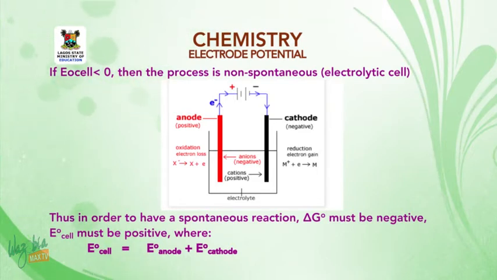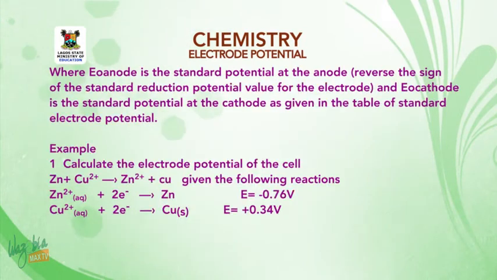Thus, in order to have a spontaneous reaction, delta G must be negative and E cell must be positive, where E cell is equal to E anode plus E cathode. E anode is the standard potential at the anode, so you reverse the sign of the standard electric potential value of the electrode, and E cathode is the standard potential at the cathode as given in the table of standard electric potential.